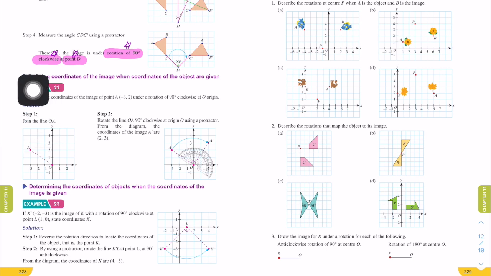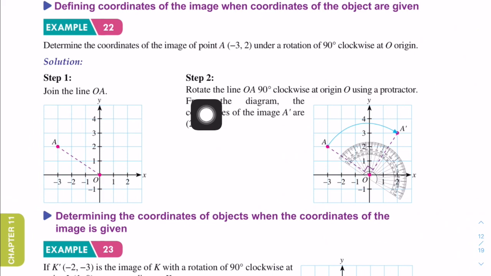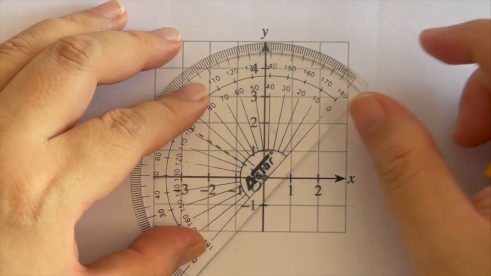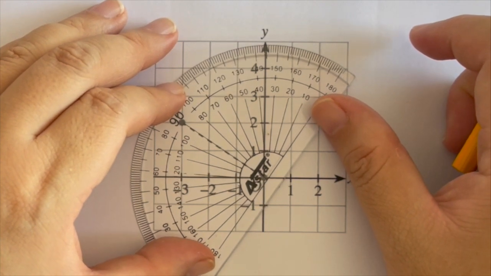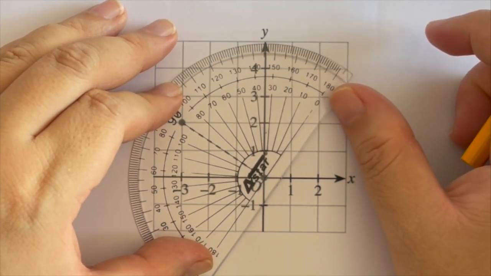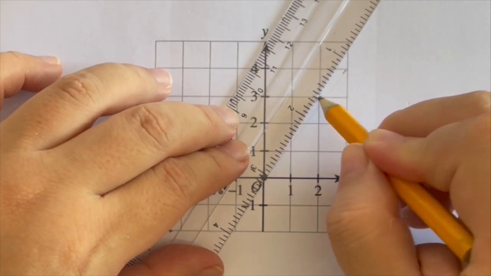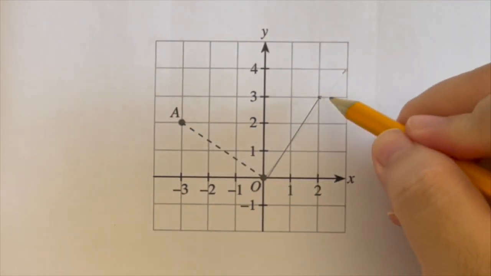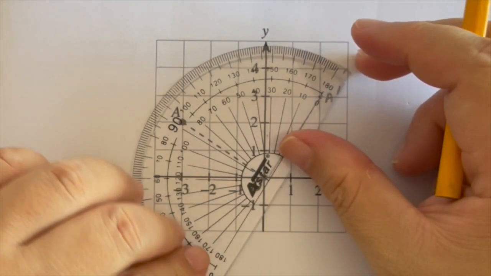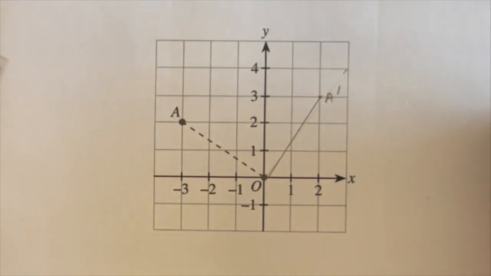Okay, next, finding the coordinate of the image when the coordinate of the object are given. Example 22. Determine the coordinate of image of point A, (-3, 2), under a rotation of 90 degrees clockwise at O origin. So the same thing. First you need to join the line OA, and then you can rotate the line OA 90 degrees clockwise at origin O using a protractor. You use protractor to measure the angle of 90 degrees and then you can draw the line. You can use boxes to calculate, to make sure you draw on the correct point.